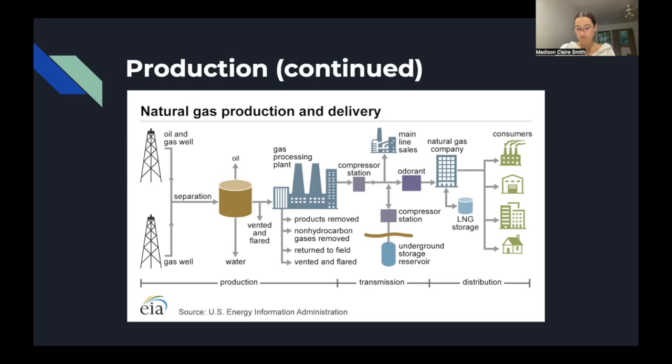Pipelines then move the natural gas from production fields to markets through three types of transmission pipelines. One is interstate, which transports across state borders; intrastate, which transports within state borders; and Hinshaw, which receives natural gas from interstate pipelines and delivers it to consumers for consumption in a state.